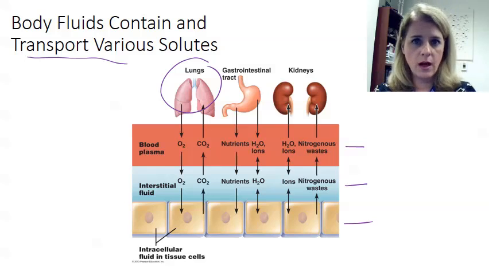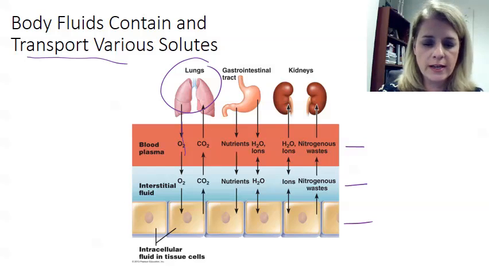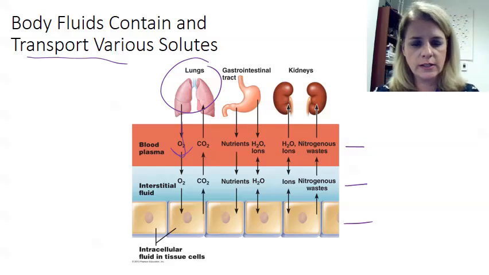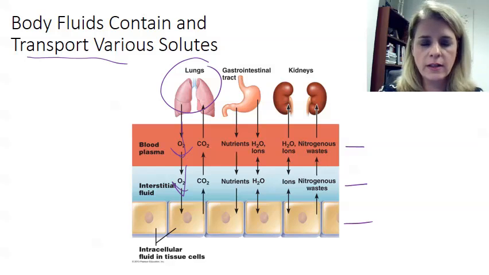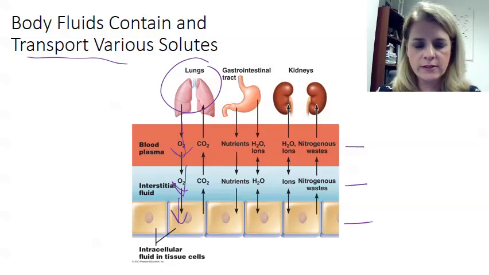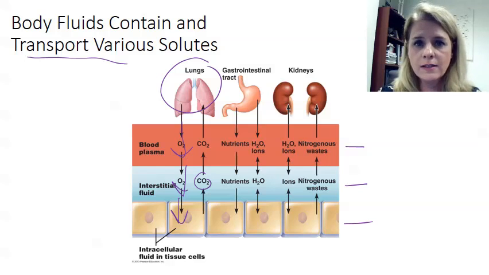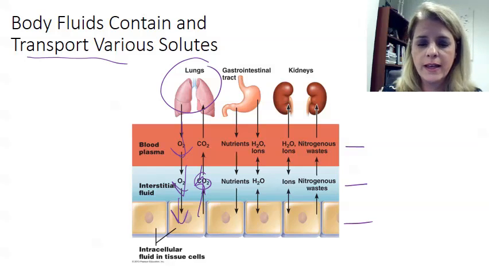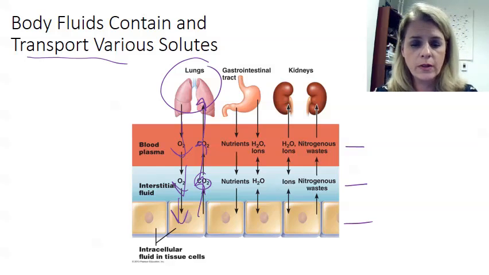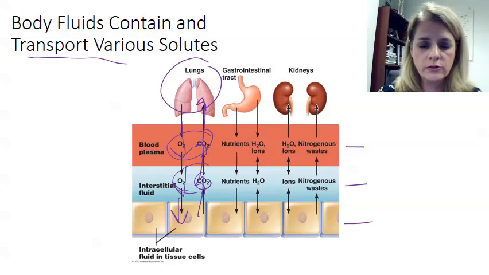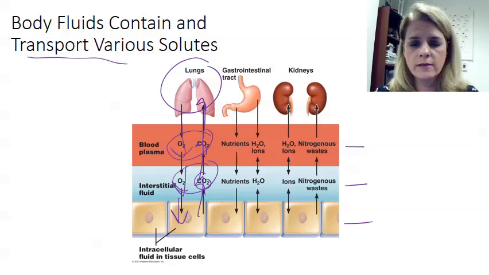So we breathe the oxygen into our lungs, that goes into our blood, and then it's going to leave the blood, go out into the interstitial fluid, and then out into the cells. The cells are going to use that oxygen, and then they're going to get rid of a byproduct called carbon dioxide. That carbon dioxide is going to go into the interstitial fluid, into the blood, and then back into the lungs to be breathed out. So you need your blood and interstitial fluids to move those two gases.